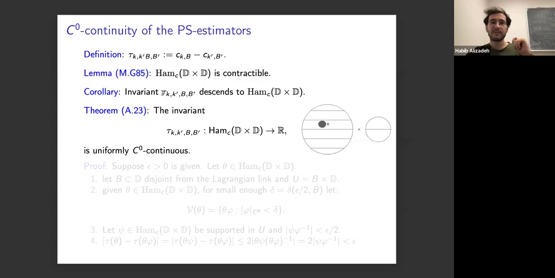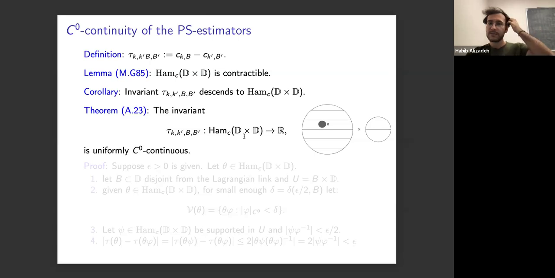And if I take my invariant tau and restrict it, if you remember, tau only depended on the homotopy class of the path that the Hamiltonian generates, right? So it is defined on the universal cover of Ham. But if I restrict it to disk times disk, because pi1 of Ham is trivial, then it immediately descends to Ham. So it's going to be an invariant on this group. And so the main theorem is the following. This invariant tau, defined on the group of Hamiltonian diffeomorphisms of the polydisk, is C0 continuous.